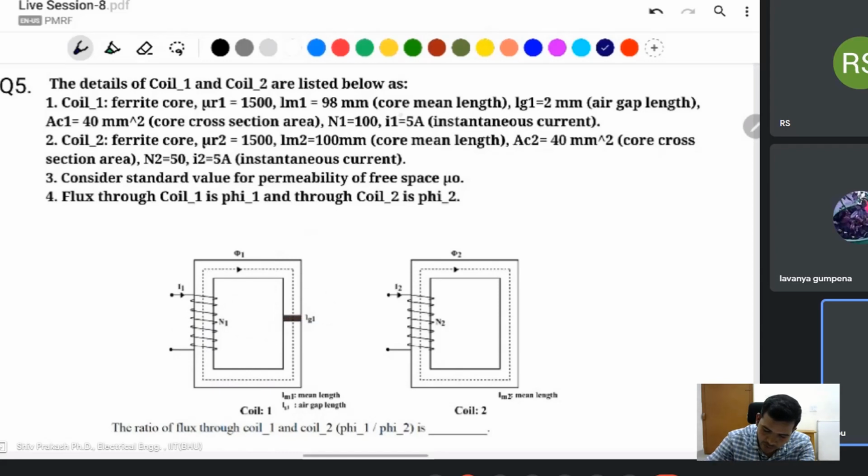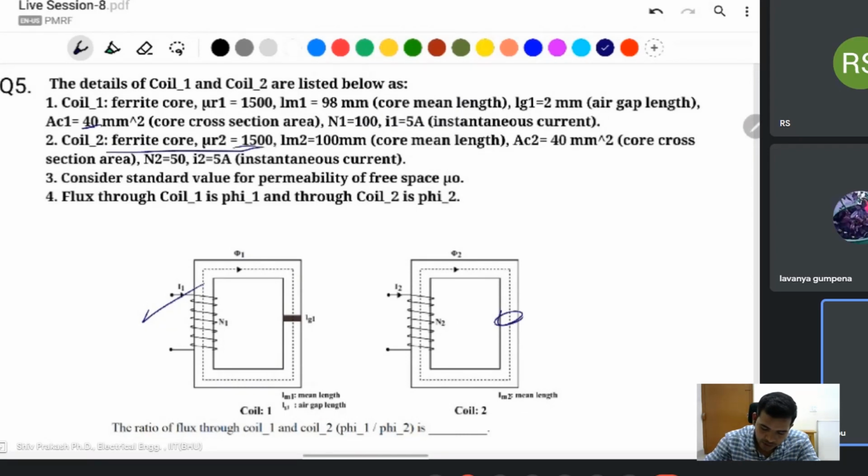The mean core length is given like this, from here to here, total length is 98 mm, and the air gap is 2 mm. Cross-sectional area is 40 mm square, and the number of turns in core 1 is 100, and the current of 5 ampere flows through the winding. The same thing applies for core 2, and there is no air gap provided.